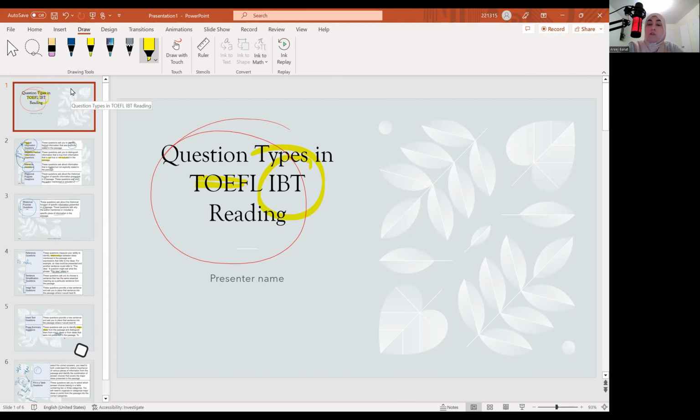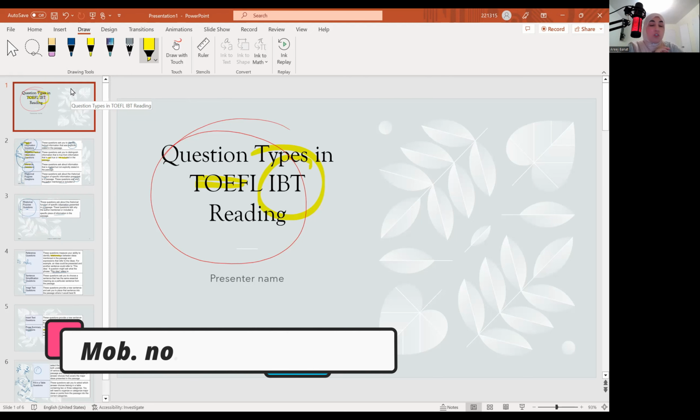Now we've come to the end of this short session or this short lesson. Today we've just gone through all the reading questions and the reading types very quickly.